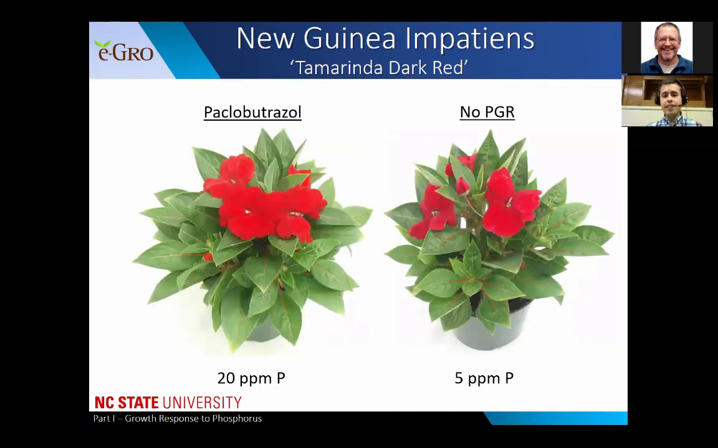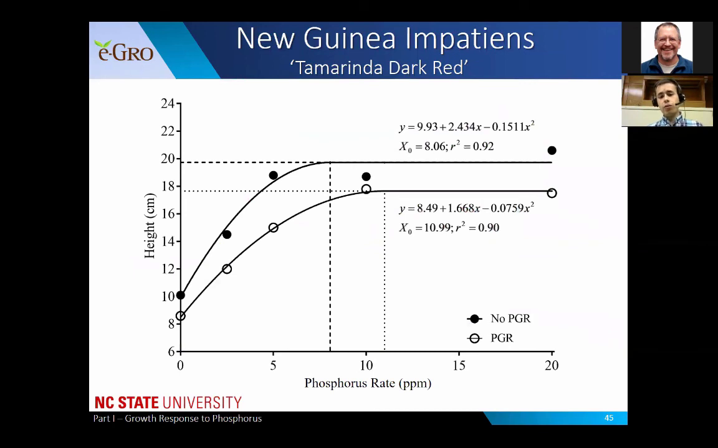So what we found from this study is that plants that were treated with paclobutrazol and were given a higher rate of 20 parts per million phosphorus were similar in size to those plants that were not treated with a PGR and were given 5 parts per million phosphorus. And again, going back to those quadratic plateau models, here you can see there are 2 lines on this graph. The line on the top is representative of the height of plants that were not treated with a PGR. Again, these plants were taller. The bottom line represents the plants that were treated with a PGR. And you can see that the maximum growth, the plateau on that lower line, is in fact lower, indicating that if they were treated with a PGR, they had lower height.